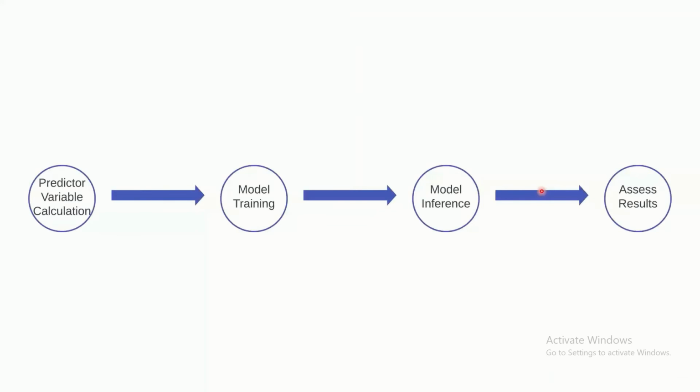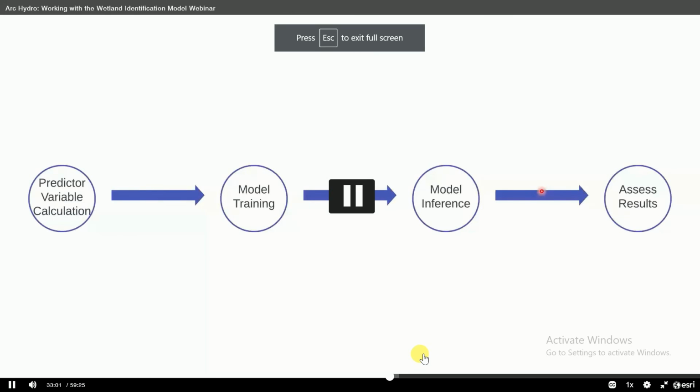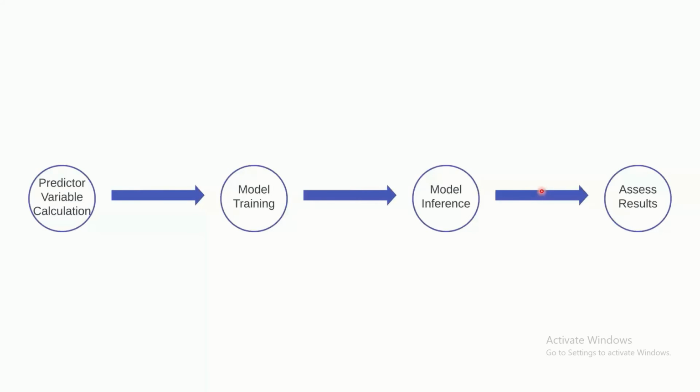All right, the main components of the WHIM workflow are really the same as any kind of machine learning model that you're going to put together, or that model development phase. You're going to, number one, calculate your predictor variables, which are the things that the model can use to distinguish between wetland or non-wetland. You're then going to train your model. You're going to apply that model by running model inference, and then you're going to assess your results.